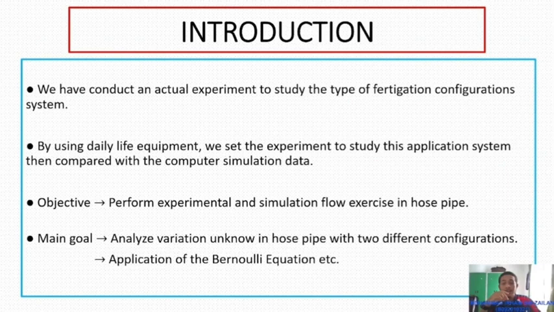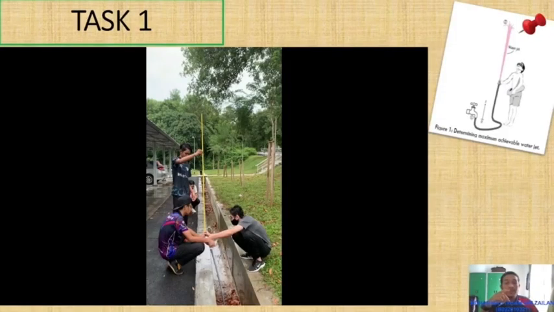The aim is to perform experimental and simulation flow exercise in the hose pipe. Our goal is to analyze variation unknown in hose pipe with two different configurations and application of Bernoulli equation. For task 1, we will conduct an experiment using application with the figure 1 given. Place a thumb to cover a part of the hose outlet to create water jet flow outward. After that, we measure the maximum height of the water jet.